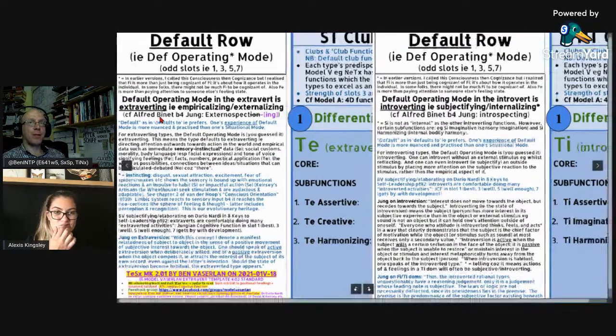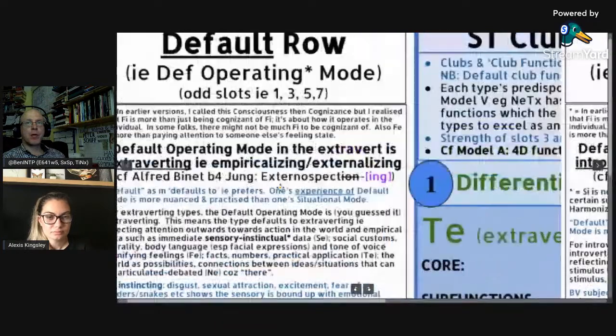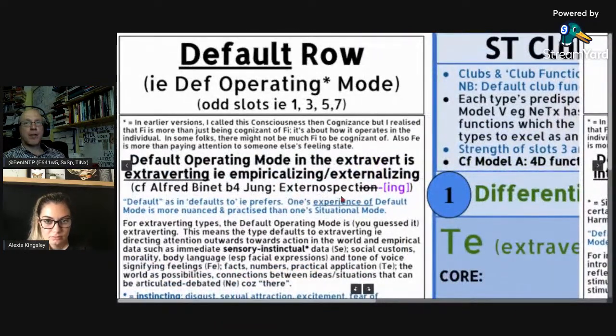I will try and make that a bit bigger. Still a bit small, so I will just read through this for people because they might be watching on a mobile device. Yeah, default operating. That's the same as before.